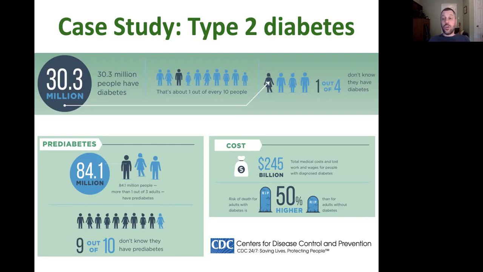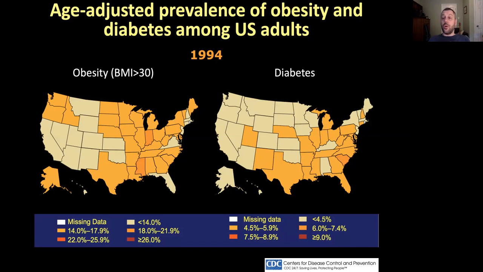And this disease is incredibly expensive for us as a society. About 25 billion a year, I believe, is what it costs. So why might this be the case? Why might those numbers be so high? Well, this is just interesting to look at. So let's look at this.